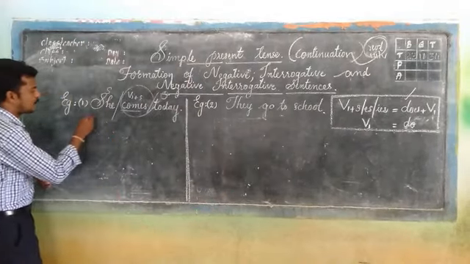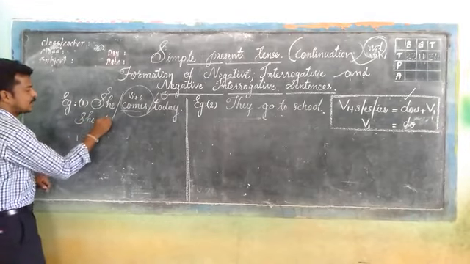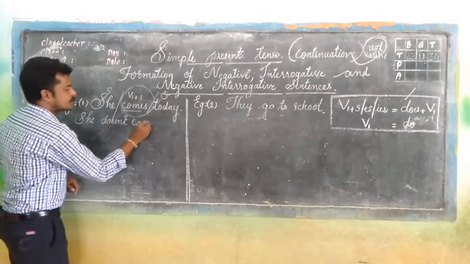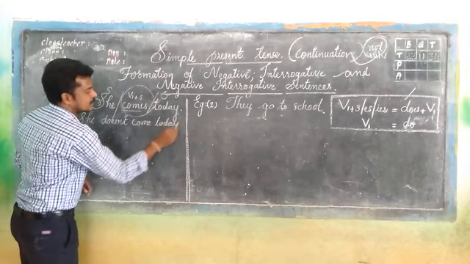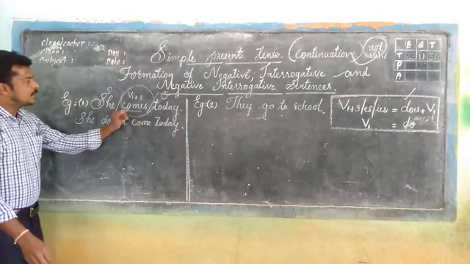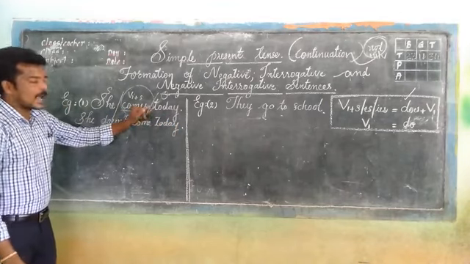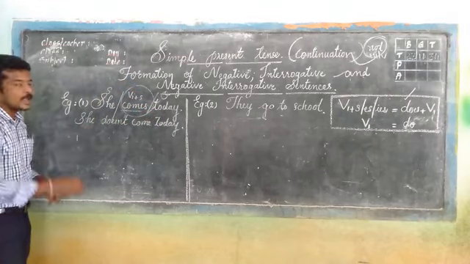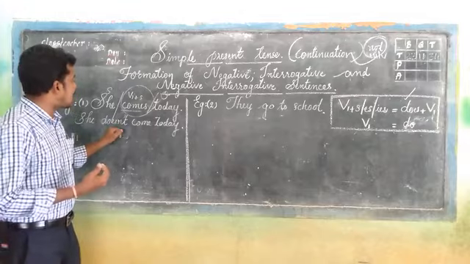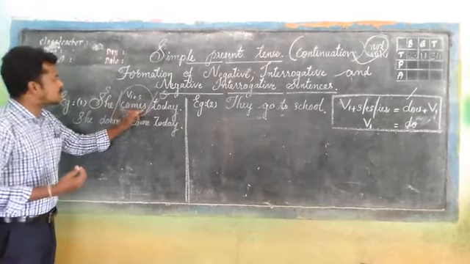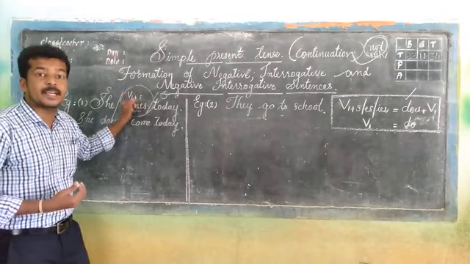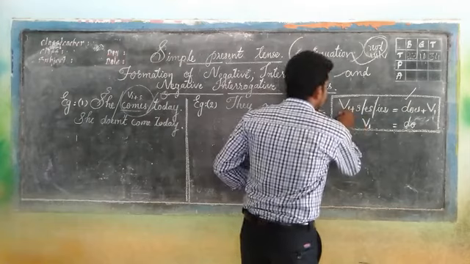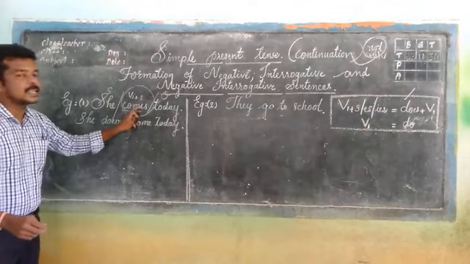So the negative form of this sentence is: she doesn't come today. Now the sentence is negative. As I told you, she comes today is an affirmative or positive sentence, and I made this sentence negative. And why did I use does as a helping verb? Because this sentence doesn't have a direct helping verb. The verb come ends with s.